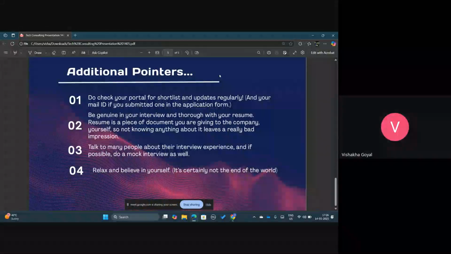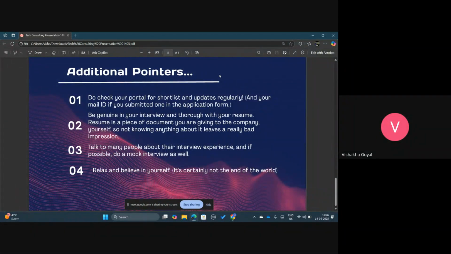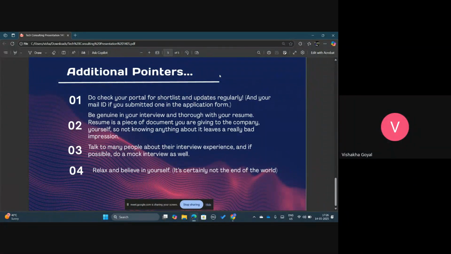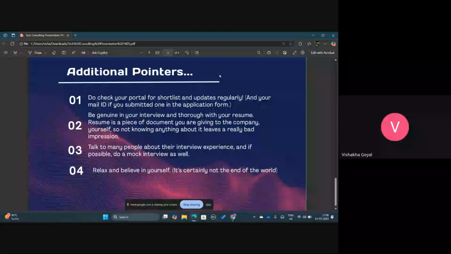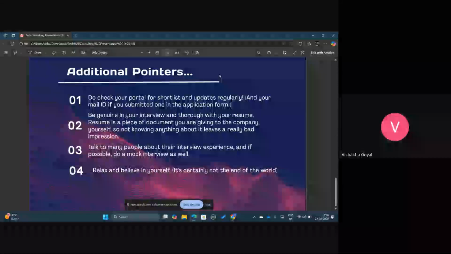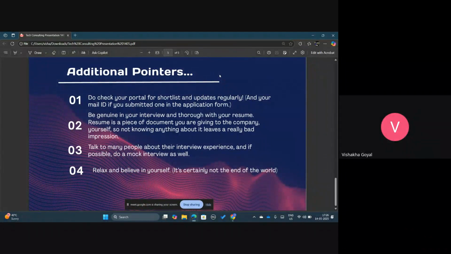Second, very important, is to be genuine in your interview. Don't just bluff anything. Don't say something that is not true and you cannot defend. Even if you're bluffing, it should be a good bluff. You should have thorough knowledge about it if you're saying something. And be thorough with the resume, because the resume is the first impression that you're giving to the company. It's a document that you have given yourself, and it's a really bad impression if you don't know something in your resume.